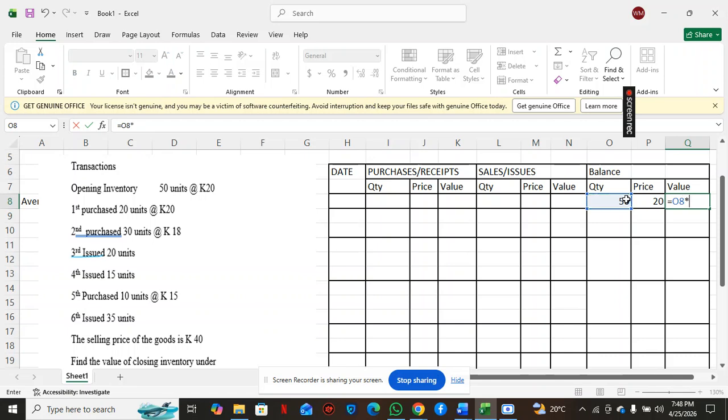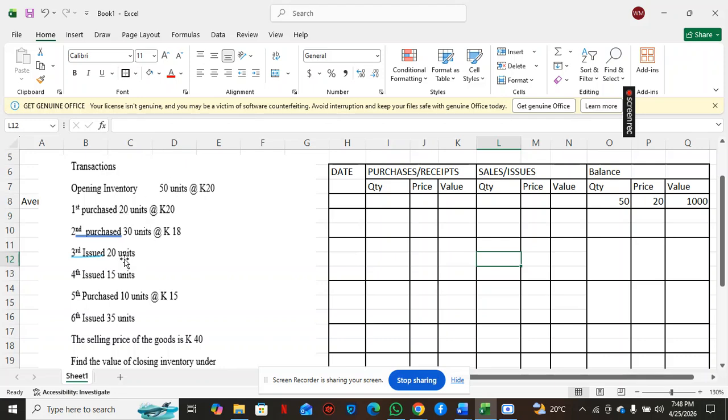So here, there is no need to calculate any average cost. The average cost is always going to be calculated whenever a purchase happens. Remember that whenever a purchase happens, the average cost is going to be calculated. So your opening inventory, you just leave it like this.